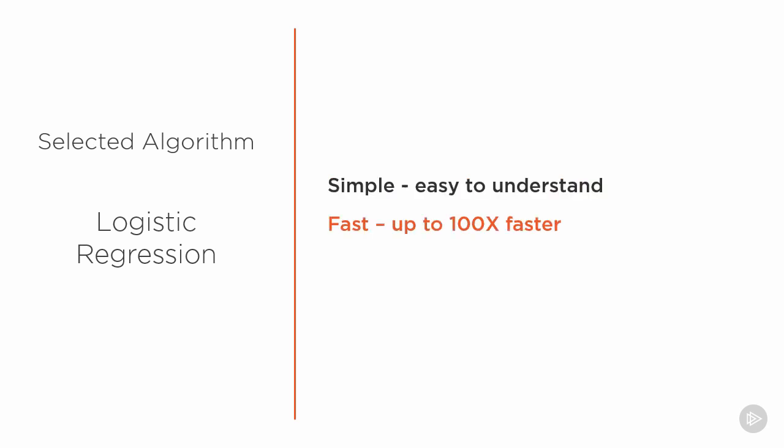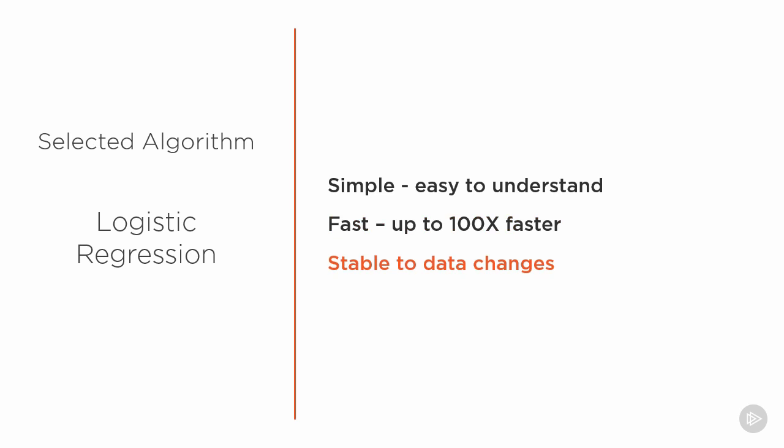Second, the algorithm is fast. Training time of some of the more complex algorithms can be 100 times or more longer. And in machine learning, you often have repeated cycles of running the algorithm, evaluating the results, and tweaking the parameters. Having a fast algorithm makes these cycles much quicker.